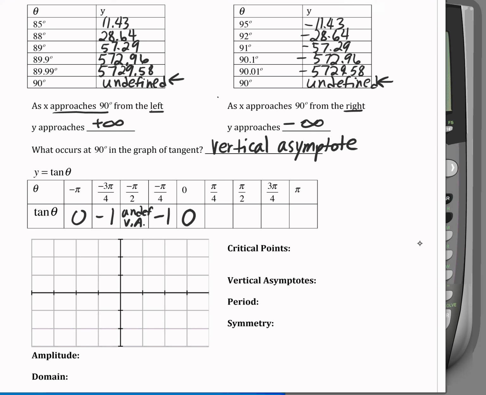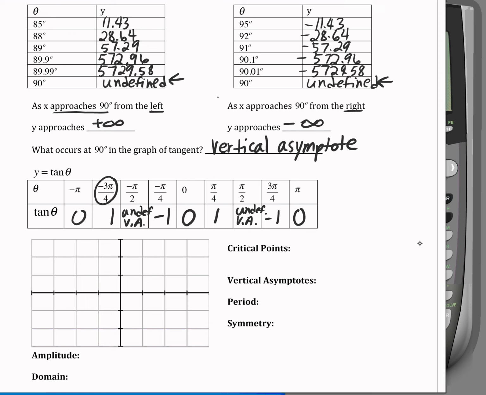And then the only difference here, oh, you know what? I put negative 3 pi over 4 as negative 1, and it should be positive 1. Let me fix that, sorry. Tangent pi over 4 is 1. Again, the pi over 2 is undefined. That's again a vertical asymptote. 3 pi over 4 is negative 1, positive 3 pi over 4. Negative 3 pi over 4 is in the third quadrant technically, so that would be positive for tangent. And then pi is 0.